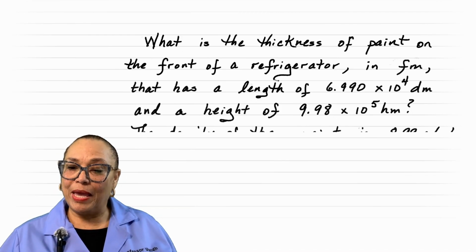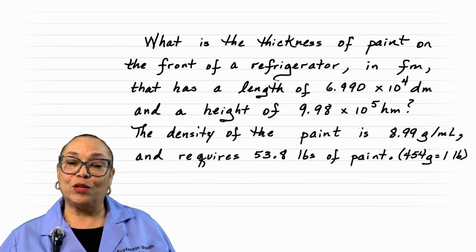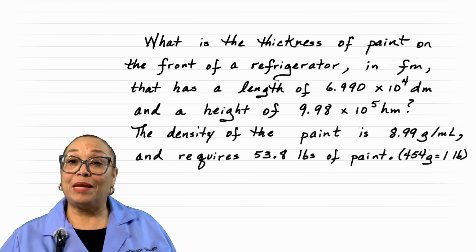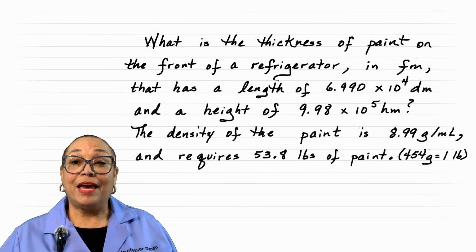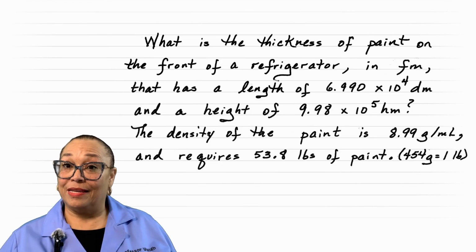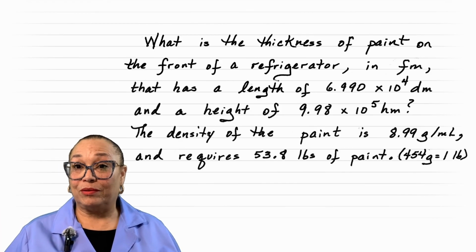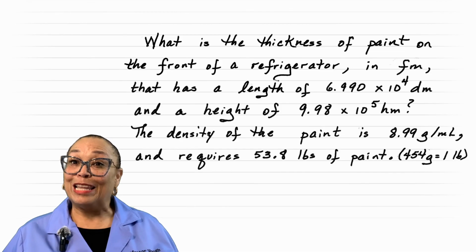Okay, now here's what's given. The density of the paint is 8.99 grams per milliliter and it requires 53.8 pounds of paint. And I gave you a little equation at the end: 454 grams is equal to 1 pound. All right, let's solve this.